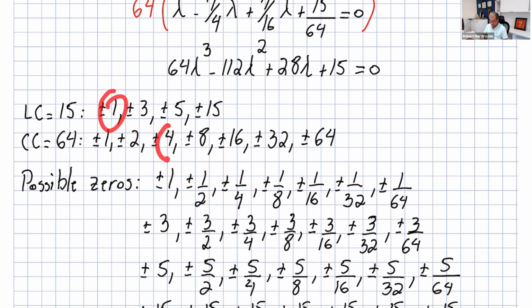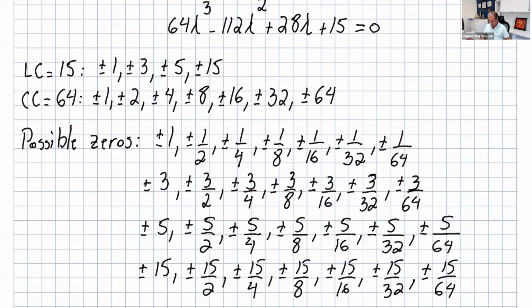Plus or minus 1 divided by 4 is plus or minus 1 over 4. Plus or minus 1 divided by plus or minus 8 is plus or minus 1 over 8, and so on. Then you can do the same thing with plus or minus 3 and divide by all these numbers, and you get that second line. And you can take plus or minus 5 divided by all these numbers, and that's what we get.